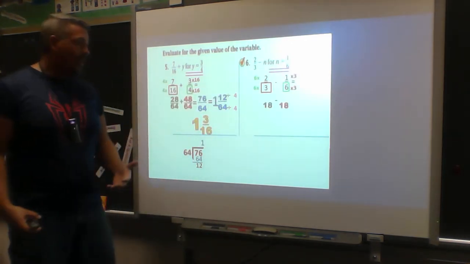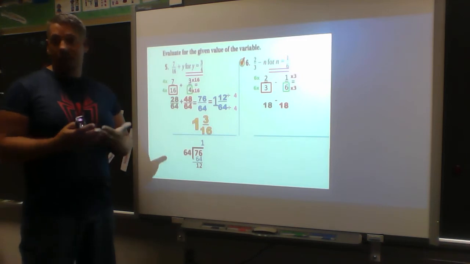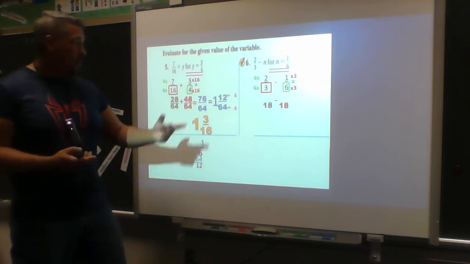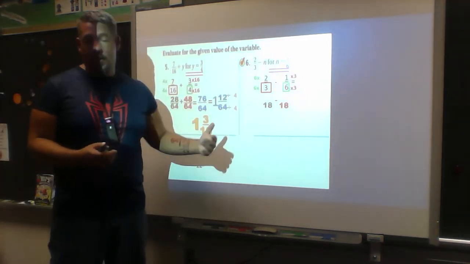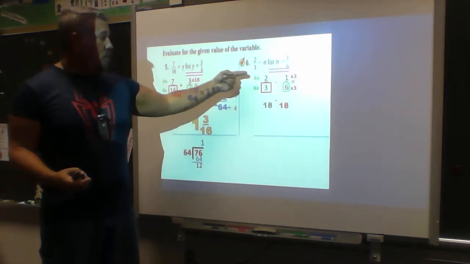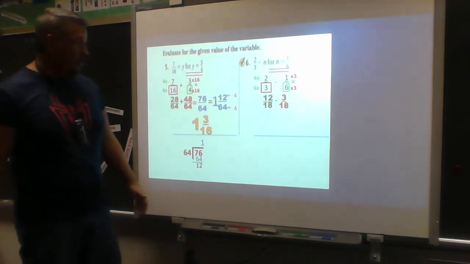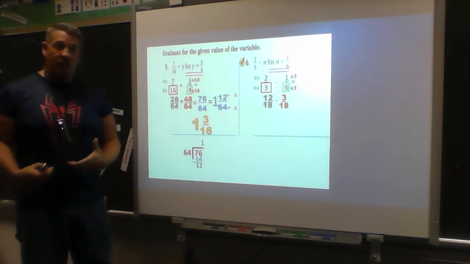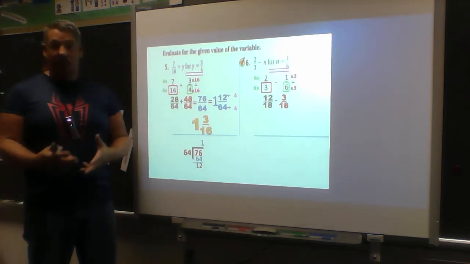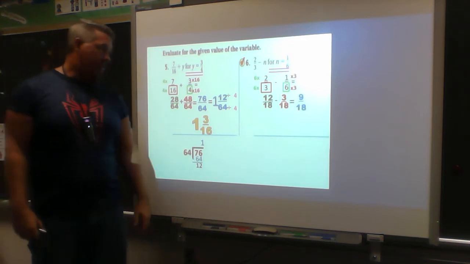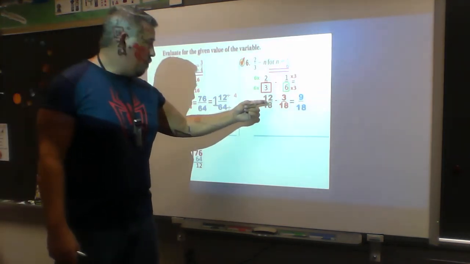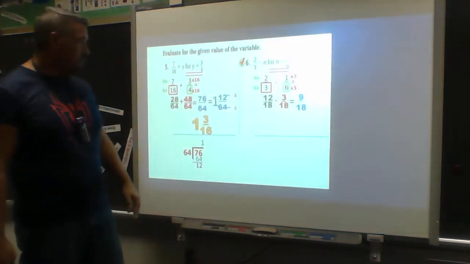Once I've done that, then I see that my common denominator is 18 between the two of them, because 6 times 3 and 3 times 6 is 18. So now my numerators are 6 times 2, which is 12, and 1 times 3, which is 3. What do I do with my denominator? I keep my denominator, and then I do the math in my numerator. And 12 minus 3 is 9.